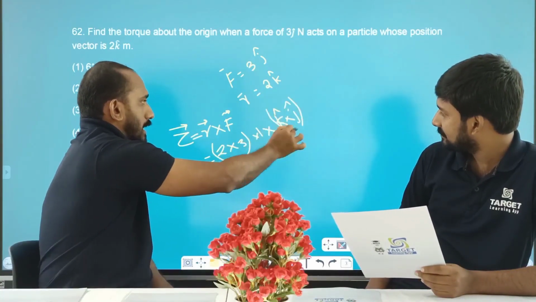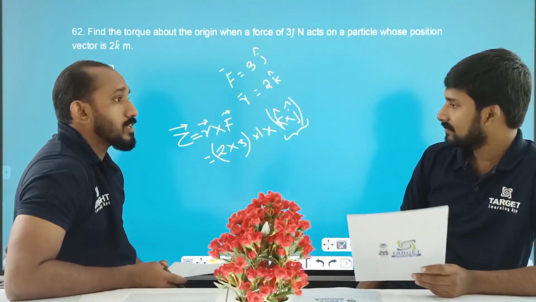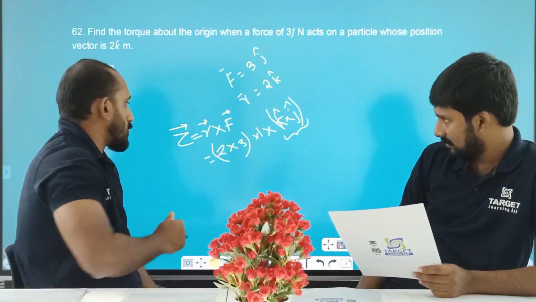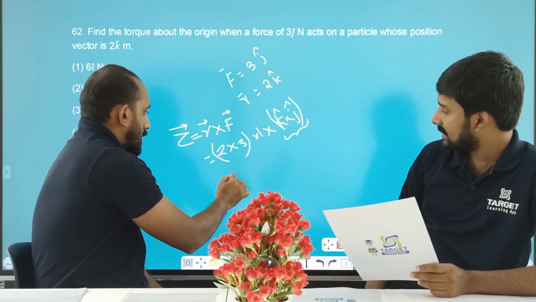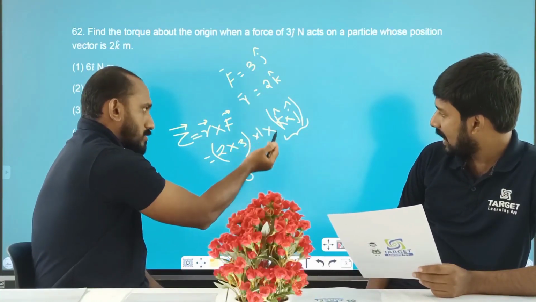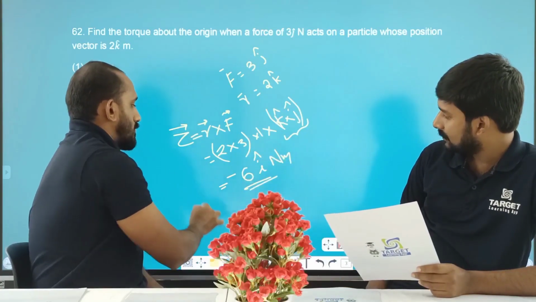So there you have to take care actually, because here J cross K is I, and K cross J is negative I. So negative I will be there. So this will be negative 1, so negative 6 into 1 is 6 I cap. That means Newton meter will be the unit. That is the torque.